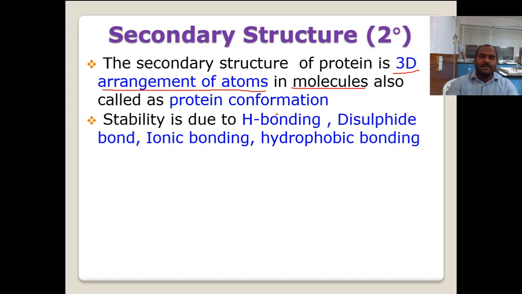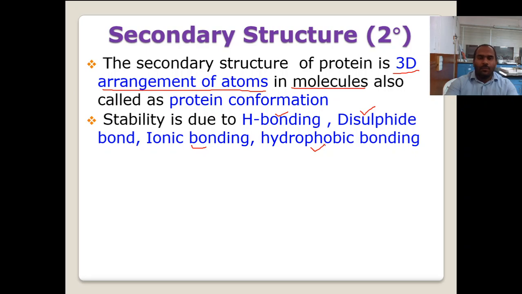The secondary structure is stabilized by hydrogen bonding, disulfide bonding, ionic bonding and hydrophobic bonding. These four bondings are very important in the protein structure.